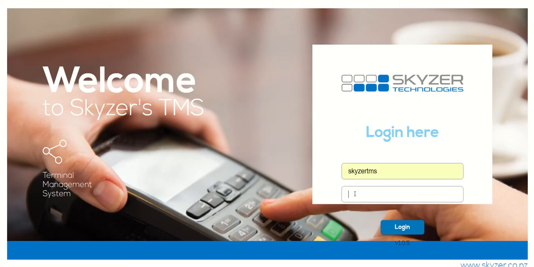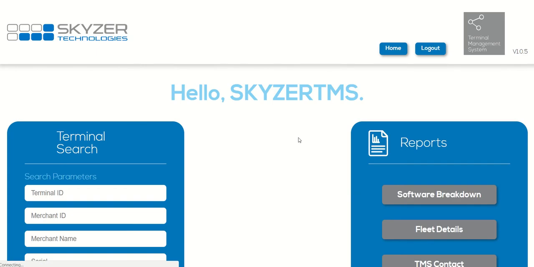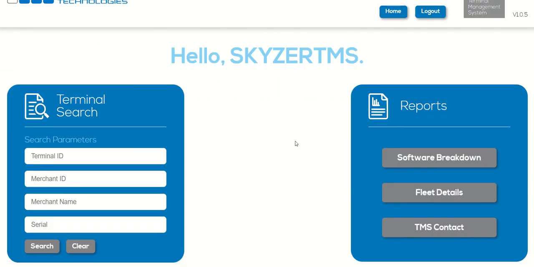Skyzer has implemented 2 authentication security checks to ensure that your data is never compromised, hence you are issued with 2 different user credentials to log in to these secure zones. This is the home screen of the Dealer TMS.